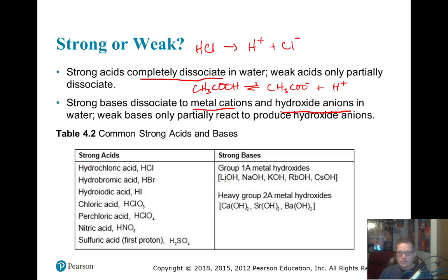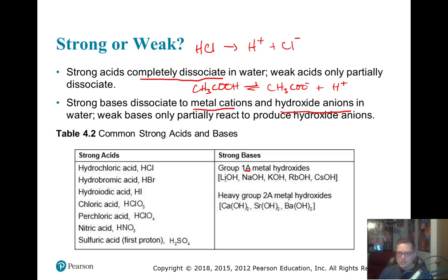All right, so here's your strong acids and strong bases. You do need to memorize these, okay, and I'm going to teach you a trick to memorize the strong acids. Strong bases is super easy. Anytime you have a group 1A metal, so that's the first column, those are alkali metals, anytime they're paired with a hydroxide, they're automatically strong. So lithium, sodium, potassium, rubidium, cesium, strong bases.